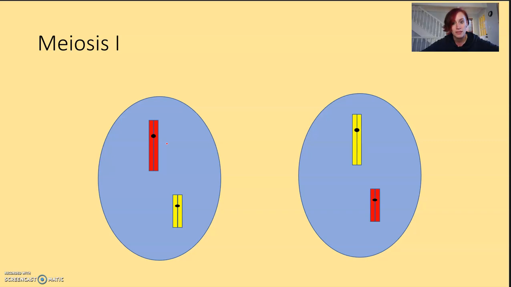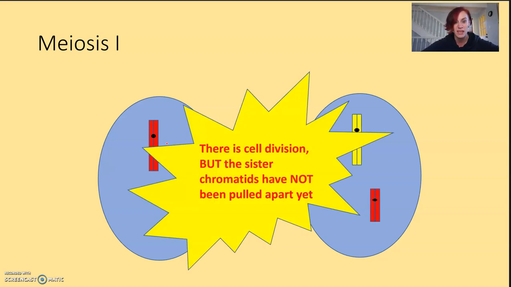So two haploid daughter cells are formed. They're haploid now, okay? So the sister chromatids are still intact, but only one from each of that homologous pair are in each cell. So there is cell division, but the chromatids have not split yet.